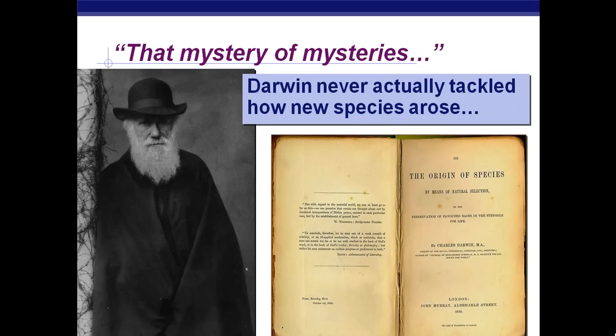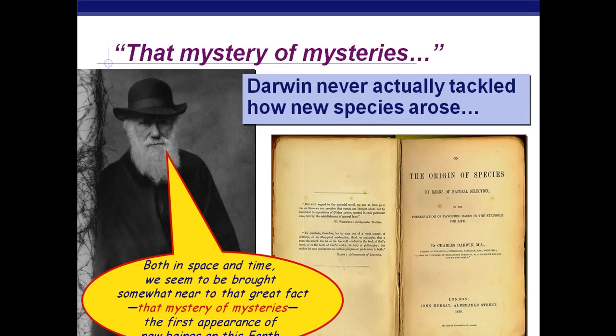So Darwin, even in all of his work over 3 decades time and beyond, never really tackled the idea of how new species arose. He did say that both in space and time we seem to be brought somewhere near to the great fact, that mystery of mysteries, the first appearance of new beings on this earth. So he recognized that this was something that he never addressed.